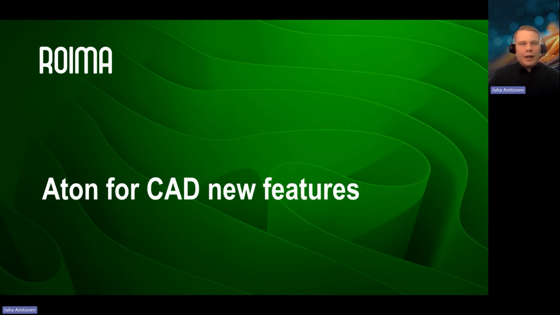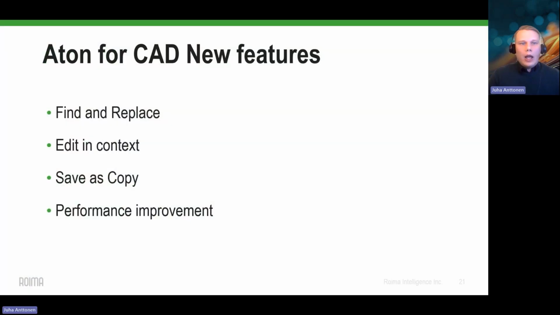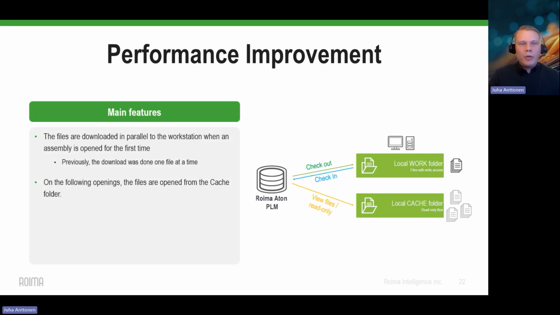And then it's time for Aton for CAD new features. In Aton for CAD, we have this find and replace also included in it, and we covered it already. But we also have a couple of old SolidPDM functionalities that are now available in Aton for CAD as well. Those are edit in context and save as copy. And maybe the most important new feature or improvement is the performance in Aton for CAD, and that we are going to cover a bit deeper.